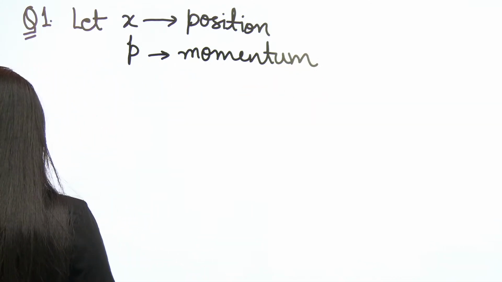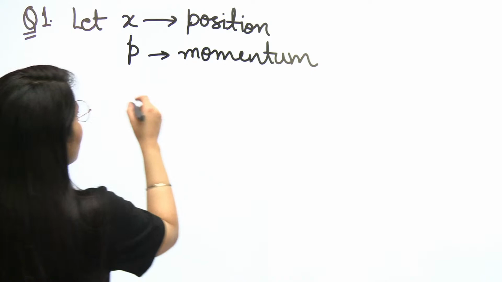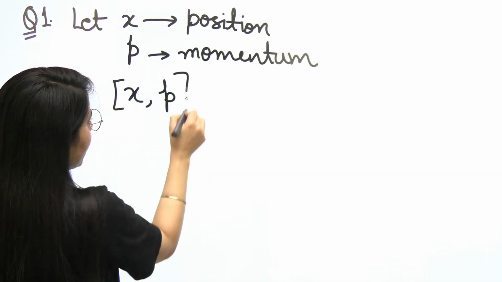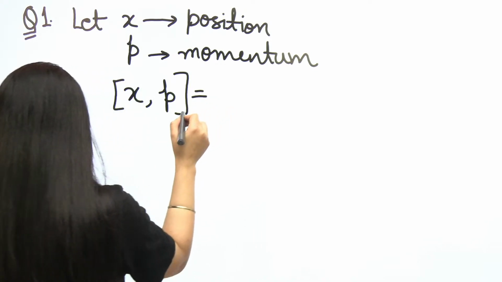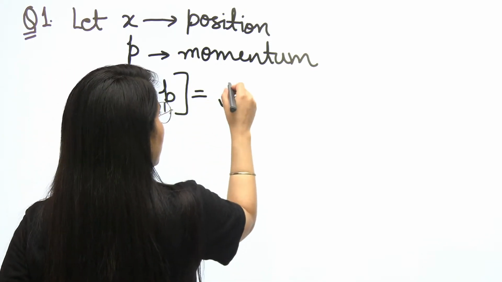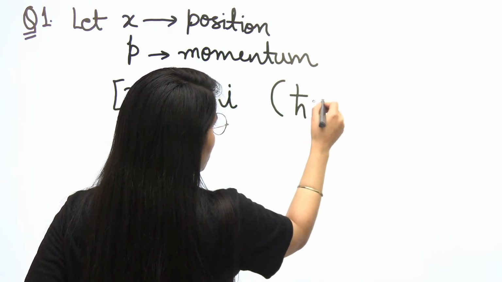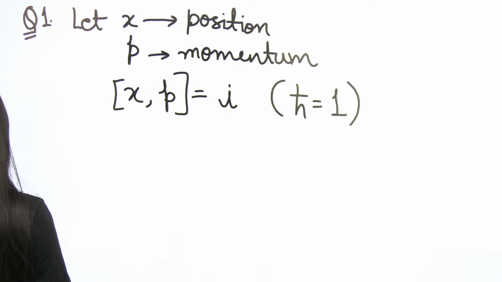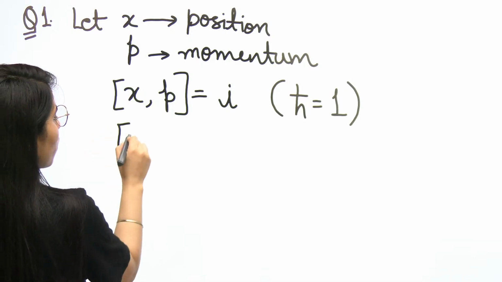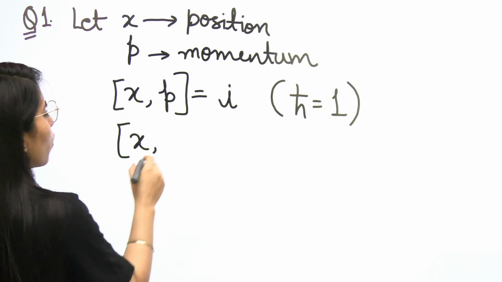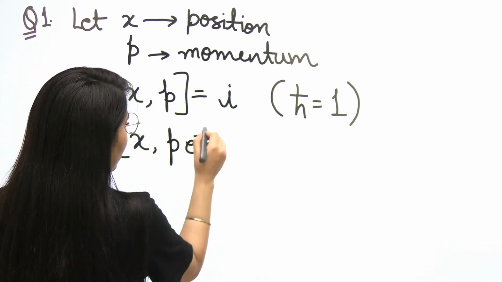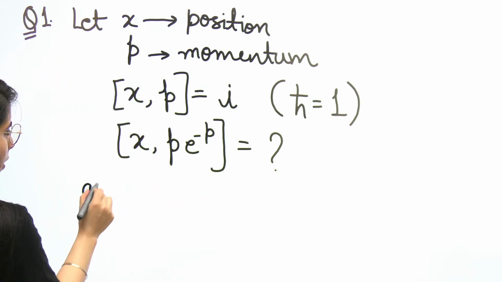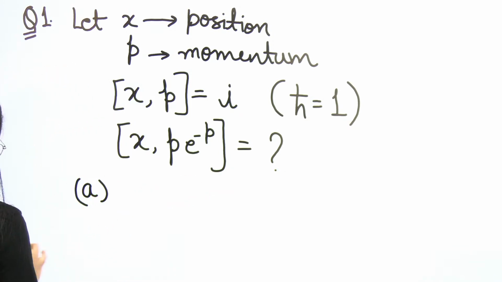Now in this case you have to consider one more condition, that is the commutator bracket of x with p, which has been given as iota, because h cut they have taken as 1 just for simplification. Next, the question is: what is the commutator bracket of x with p e to the power minus p? This is what you need to find, the commutator bracket of x with p e to the power minus p.